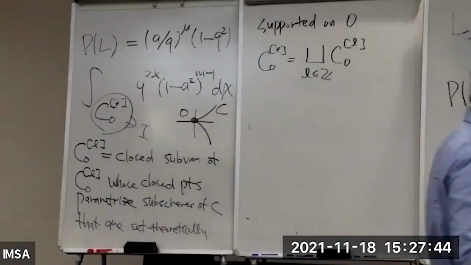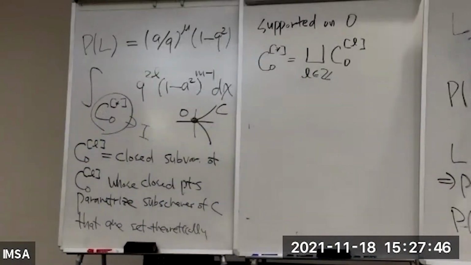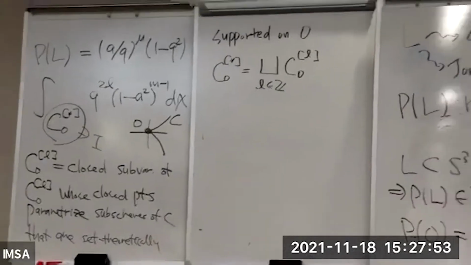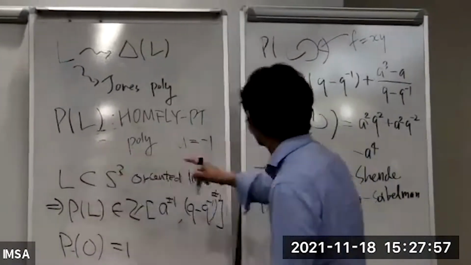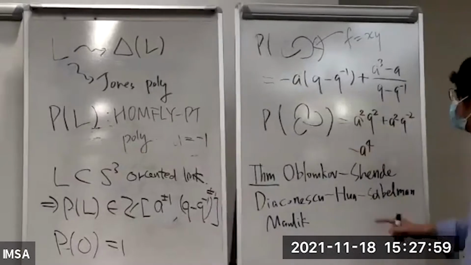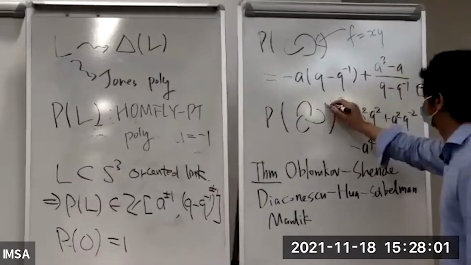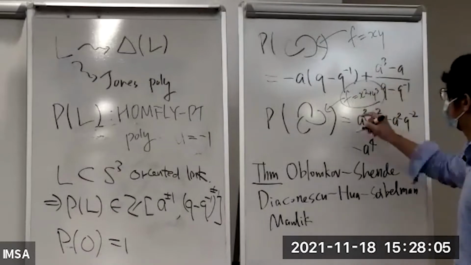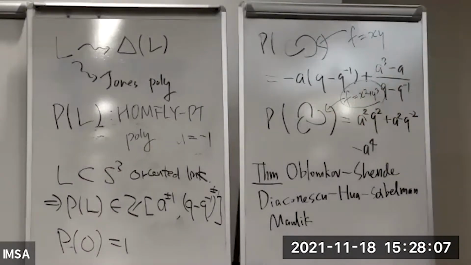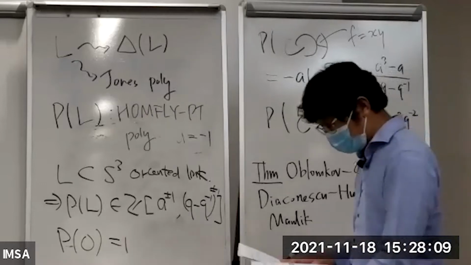And you can check that, for example, when f is xy, you can check this explanation of the polynomial, and also we can check that when f is x squared plus y cubed, then this gives this. Yeah, thank you for the question.